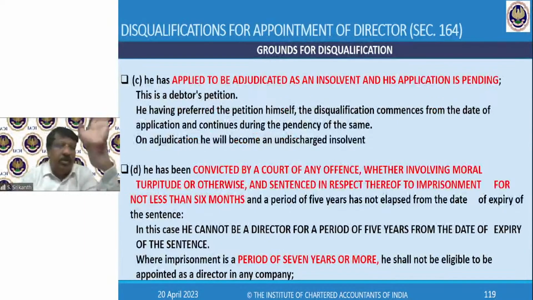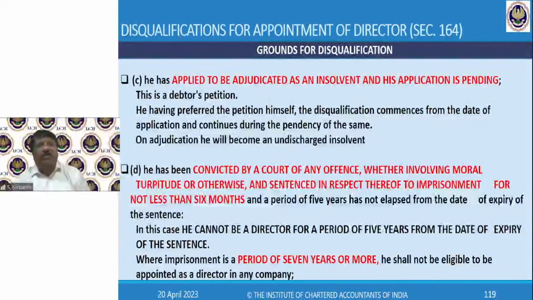So this is disqualification. Then, a very, very important point from the exam point of view. In case you got bored, went to sleep, or are not listening to me, whatever you are doing, come back. This is very important. Listen. He has been convicted by a court of any offense, whether involving moral turpitude or otherwise, and sentenced in respect thereof to imprisonment for not less than 6 months. First, let's understand it. Conviction means what? He has been found guilty.